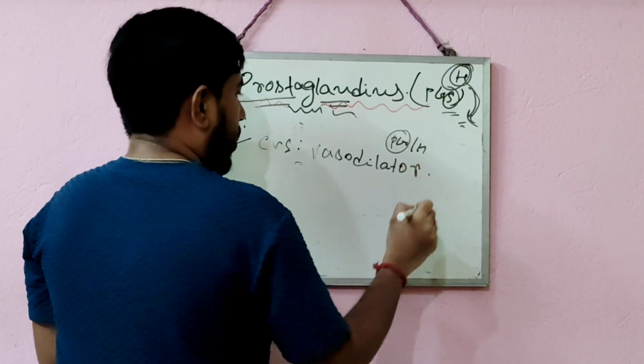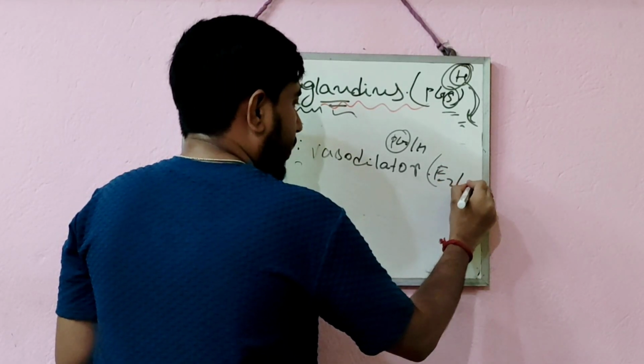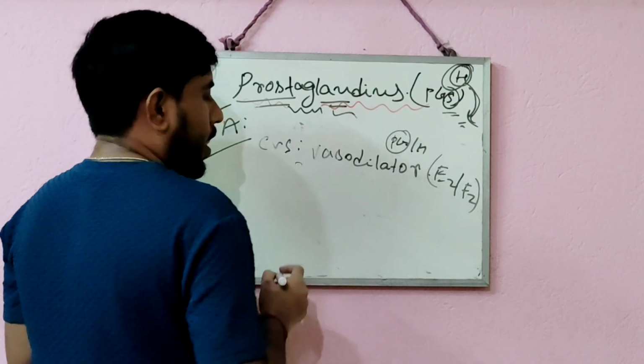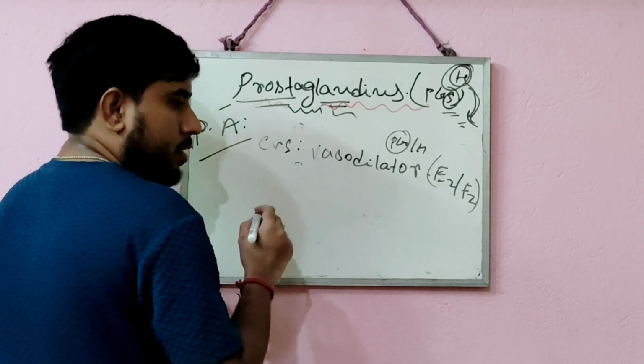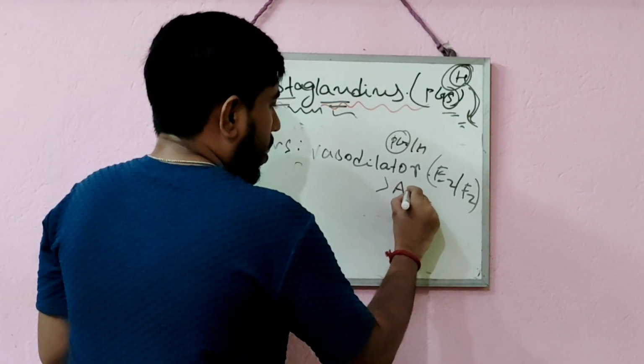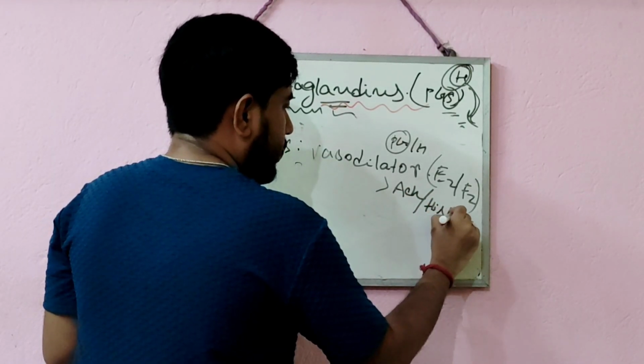It generally acts as a vasodilator. Whether it is E2 or F2, both generally act as potent vasodilators, and they are more active than acetylcholine and histamine also.